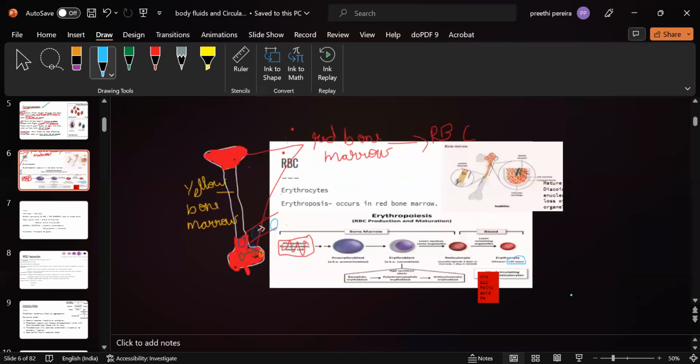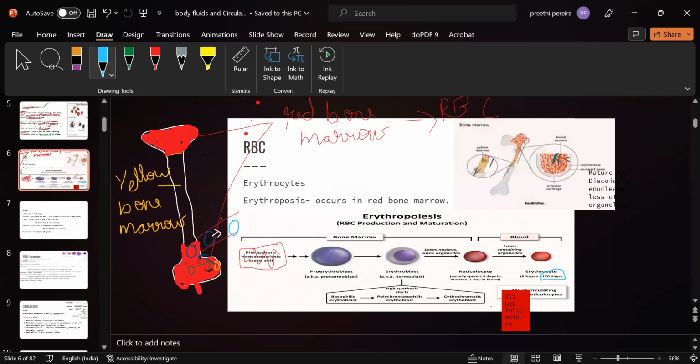Like what kind of nutritious food? हमारे खाना, if our food is rich in vitamin B12 and folic acid plus iron, our food should be rich with vitamin B12, folic acid and iron. This is the one which converts reticuloblast to reticulocyte to erythrocyte. Okay, only erythrocyte is functional. Reticulocyte is not functional. It cannot carry oxygen. Only erythrocyte can convert function.